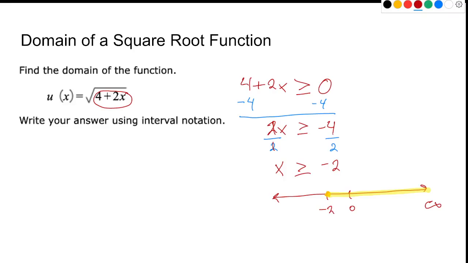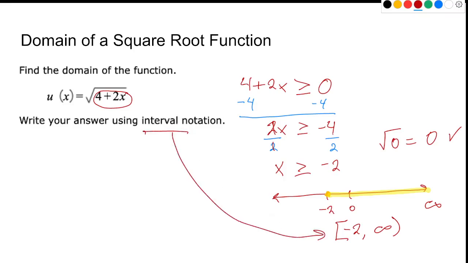So we list this as, again, because negative 2 is included, we use a bracket, and we can go all the way to infinity. Negative 2 will give us a 0, and square root of 0 is still 0. Right? So we're okay there. That checks out. But anything smaller than negative 2 is going to give us a negative, which gives us an imaginary number. So this thing called interval notation, that's what we're talking about right here. Okay, bracket means included, right? Because of the equals part, and we go all the way to infinity.